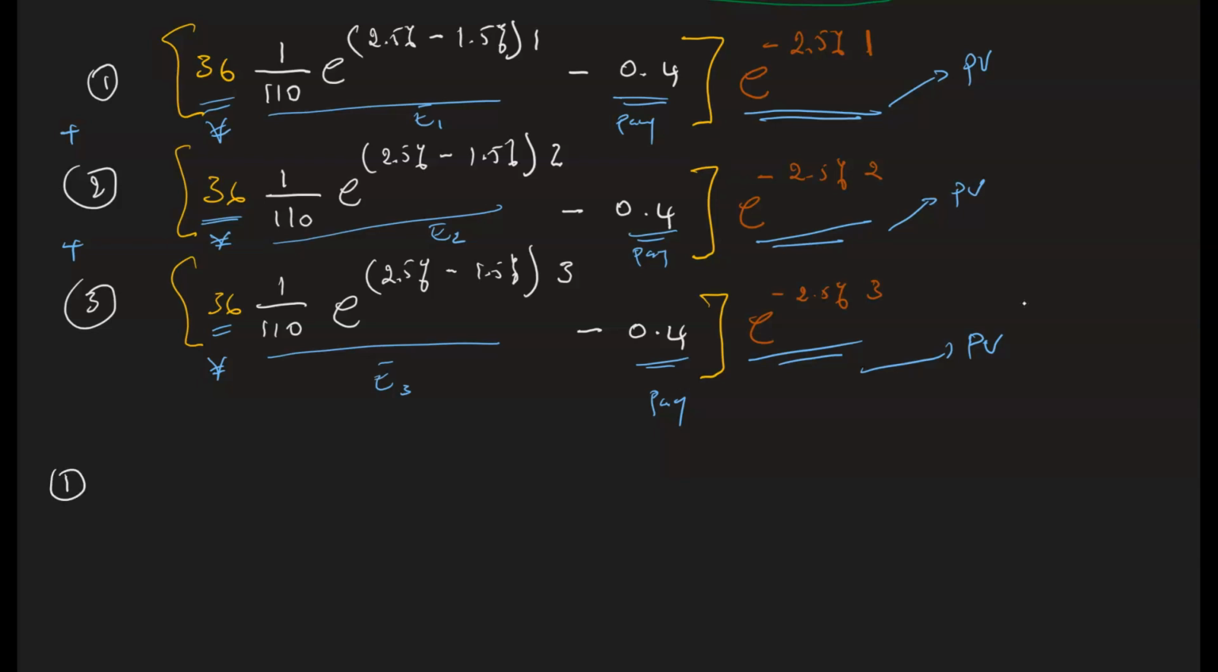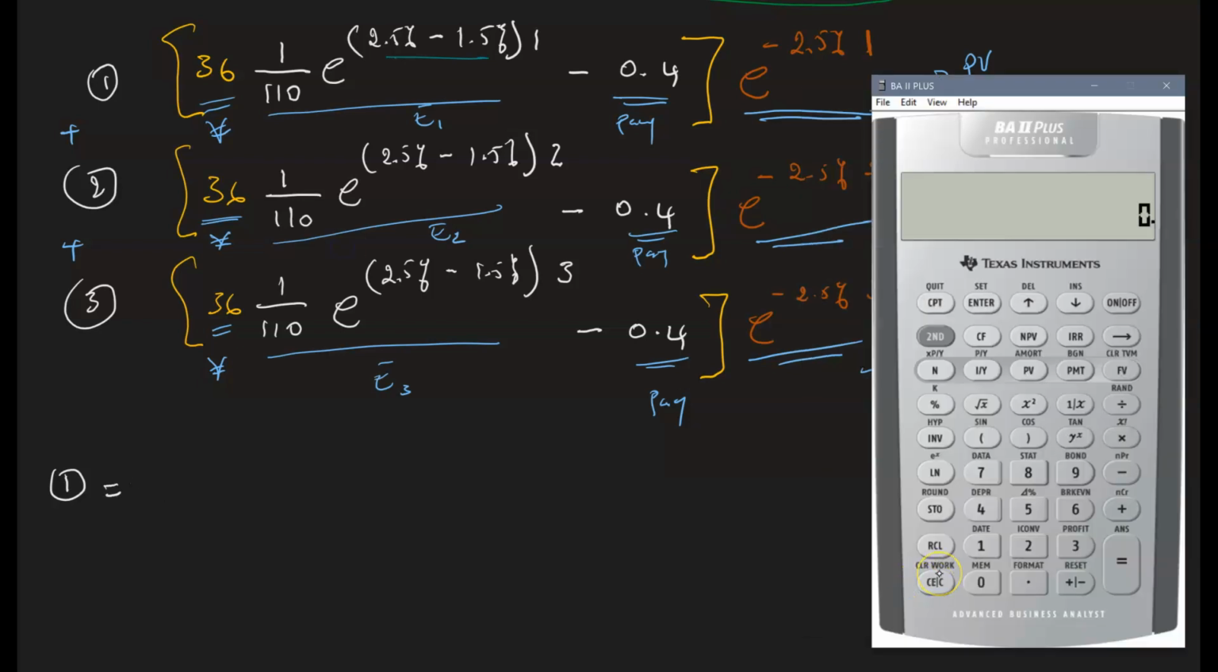Now let's do this. Cash flow 1 is going to be equal to, that's 1 there. Let me pull my financial calculator here. Let's clear the memory: second function, clear memory. Let's make sure there's nothing in memory there. There's nothing in memory. Okay. What we're going to do is enter 0.025, actually 2.5%.